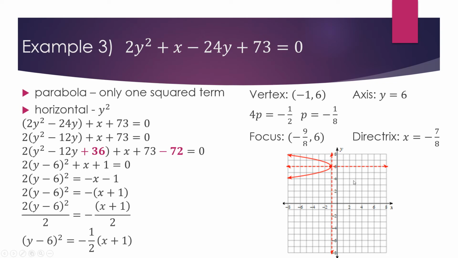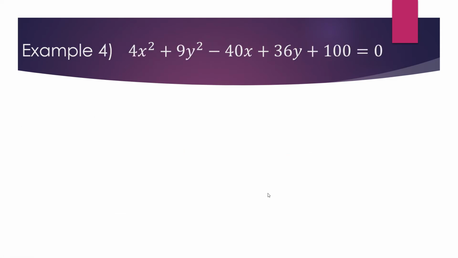And for our graph, if we put our vertex at negative 1, 6, we have our axis of symmetry here at y equals 6, our directrix here at x equals negative 7/8, and we know our parabola opens to the left because our focus is on the inside of that. Sketch in your curve.